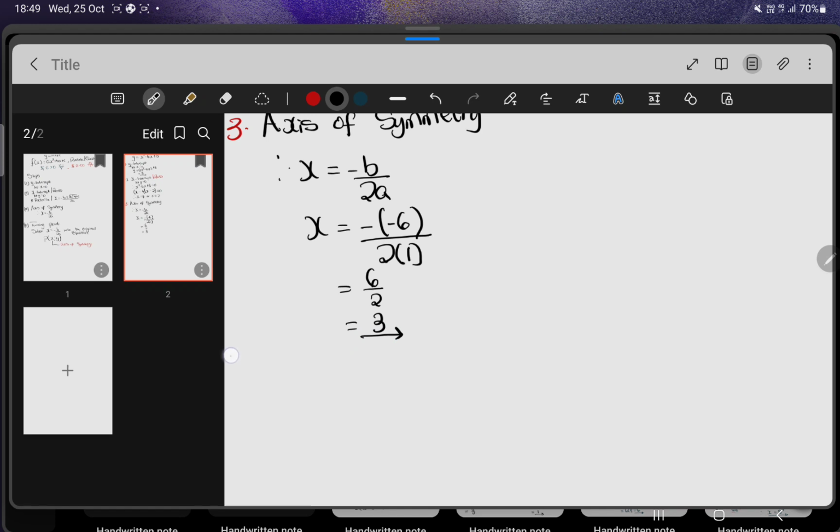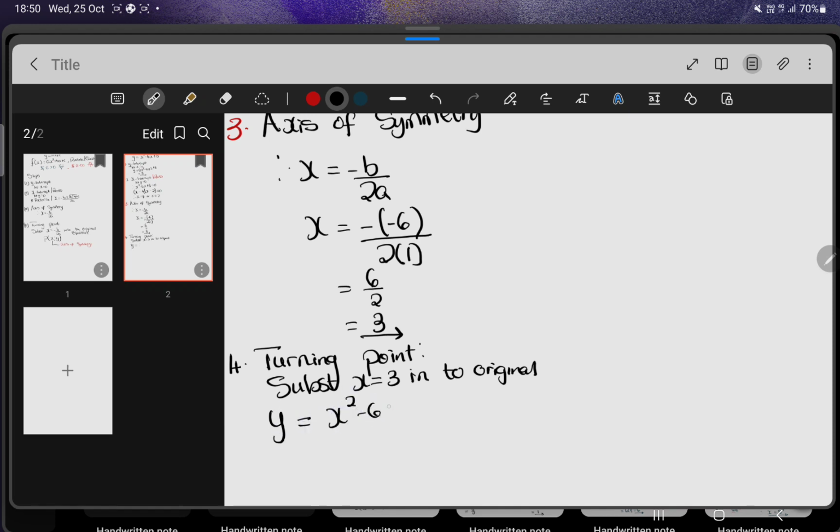Then number 4 is the turning point. How do we work out the turning point? So we're going to substitute. Remember, substitute x is equal to 3 into the original equation. Then we're going to say y equal to, what was the original equation? This is the original equation, x squared minus 6x, then plus 8.